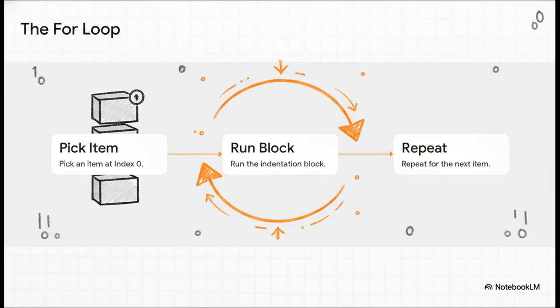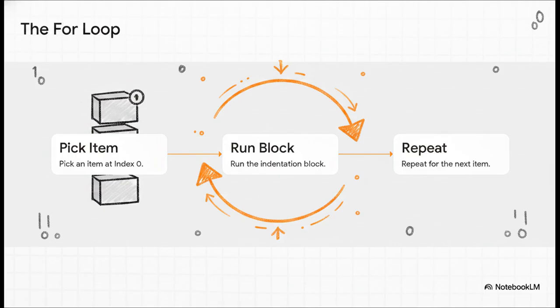And this is exactly where the invisible loop process steps in to save the day. A for loop does 3 simple things. First, it iteratively picks up the very first item in your list at index 0. Second, it runs the code block you've written, essentially hydrating your AI prompt with that specific task. And third, it loops back and repeats the exact same process for the next item and the next until the list is completely empty.